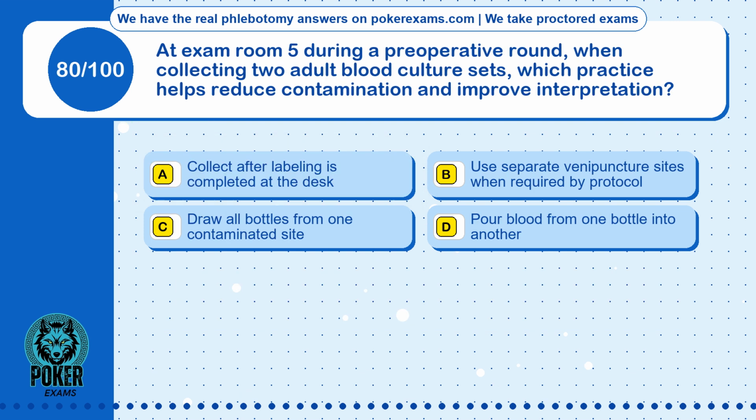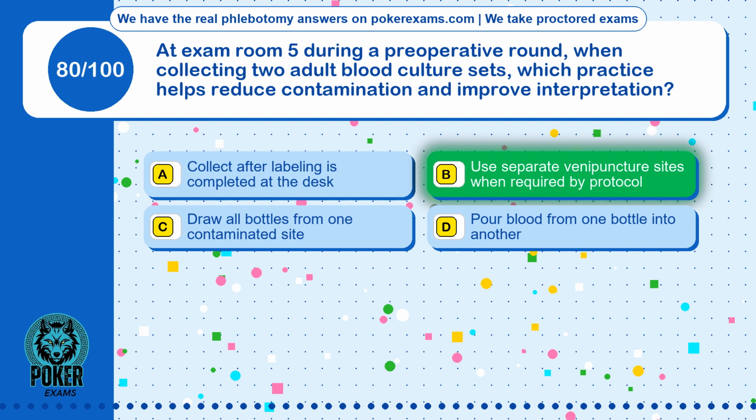Question 80. At exam room 5 during a preoperative round, when collecting 2 adult blood culture sets, which practice helps reduce contamination and improve interpretation? Option A. Collect after labeling is completed at the desk. Option B. Use separate venipuncture sites when required by protocol. Option C. Draw all bottles from one contaminated site. Option D. Pour blood from one bottle into another.